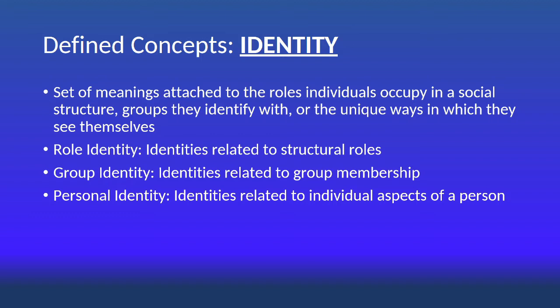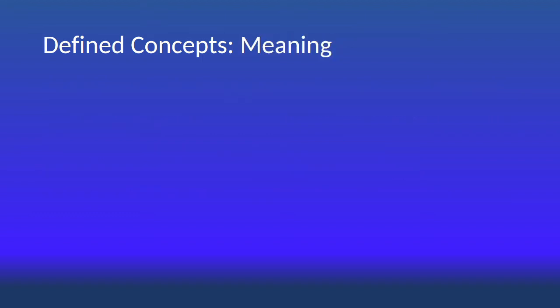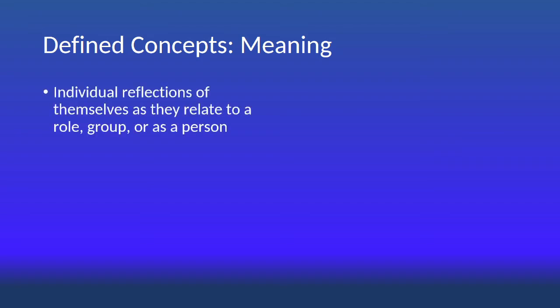Meanings are how an individual understands a specific identity. Meanings are the responses and reflections that an individual has of themselves in a role, or a group, or as a person. Meanings relating to an identity will be influenced by social structure and culture, but are formed personally, so they can vary from one individual to the next, even for the same identity.